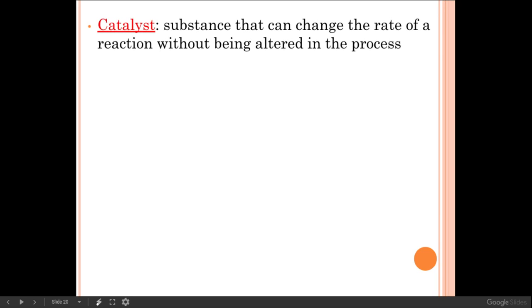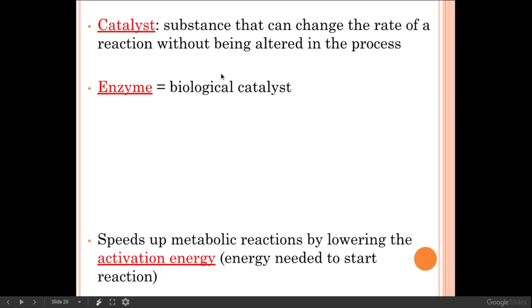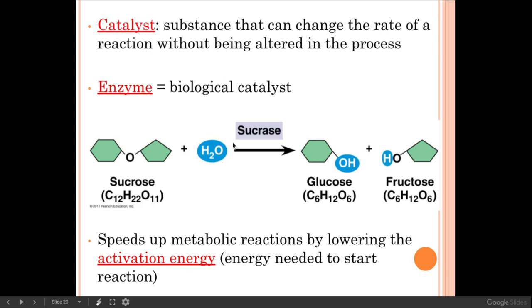Now, what is a catalyst? Well, a catalyst is any substance that can change the rate of a reaction without being altered in the process. An enzyme is a specific type of catalyst called a biological catalyst. They speed up metabolic reactions by lowering the activation energy, which is the energy needed to start the reaction. So, for example, we have sucrose over here, and we have water because we're doing a hydrolysis. We're going to use water to break things apart. If we add sucrase, and you'll notice that its ending is ase, while this ending is ose, that means sugar, and this ending ase means enzyme.